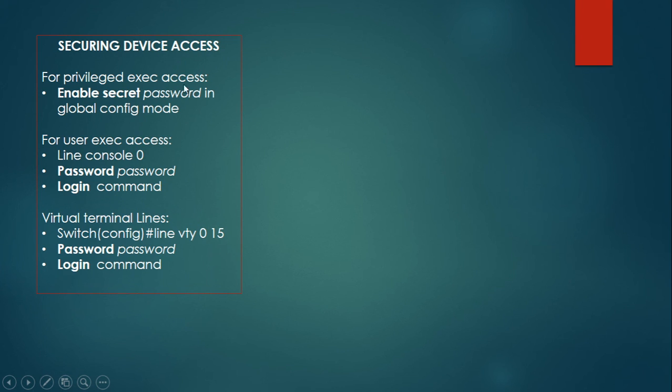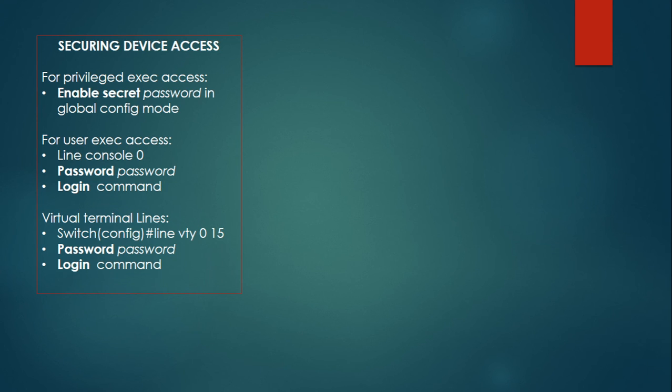The next topic is securing device access. For privilege exec access, we have enable secret password in global configuration mode. By using this command, enable secret, it encrypts the enable password in global config mode. For user exec access, we have line console 0, password, and login. By using the command line console 0, you can type a password and login and set it on your configuration.